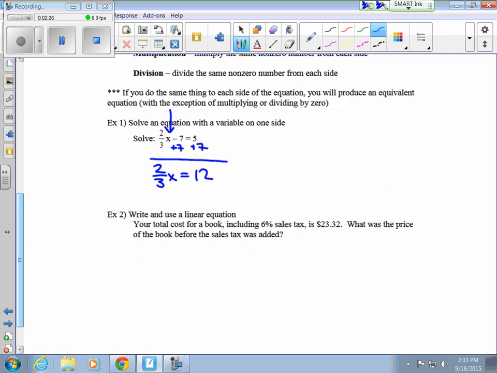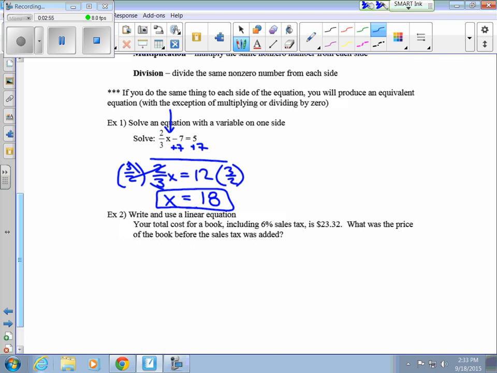And I have 2/3 times x, so I want to get rid of the 2/3. So I'm going to divide by 2/3, which is the same as multiplying by 3/2. So I'm going to multiply both sides by 3/2, because these will cancel out, and I'm going to have x equals, and 12 times 3/2 is going to give us 18. And so there is our answer.